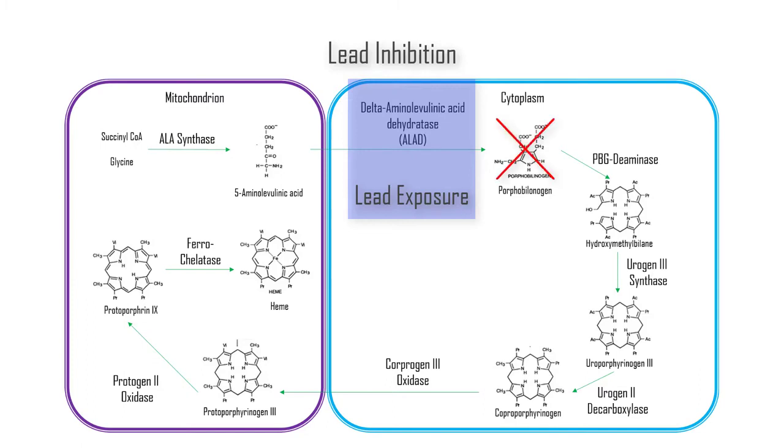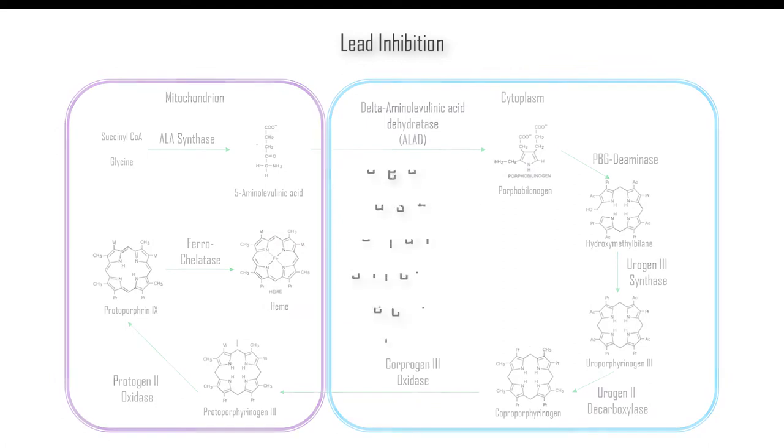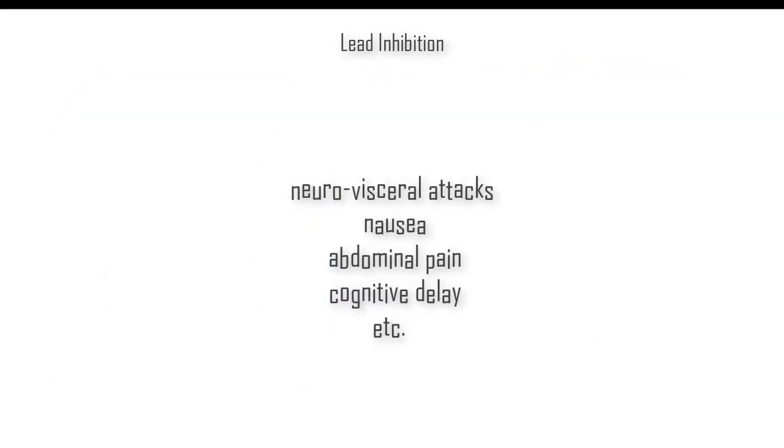Hemes, which are assembled in part from PBGs, cannot be formed without ALAD. Halting the production of hemes can cause serious side effects like neurovisceral attacks, nausea, abdominal pain, cognitive delay, and many more.